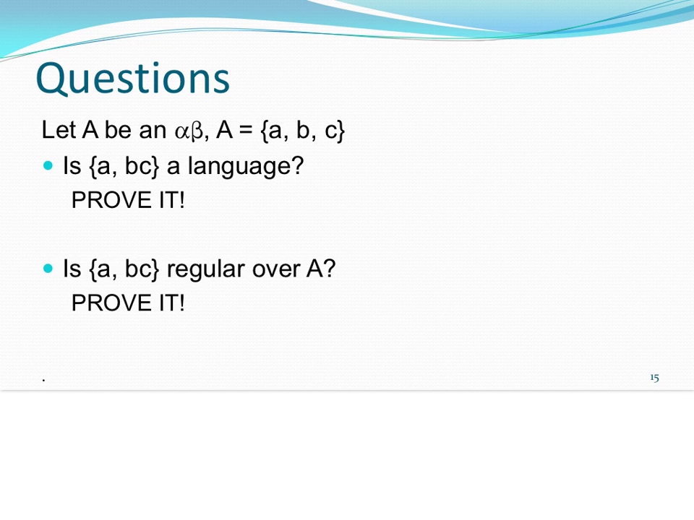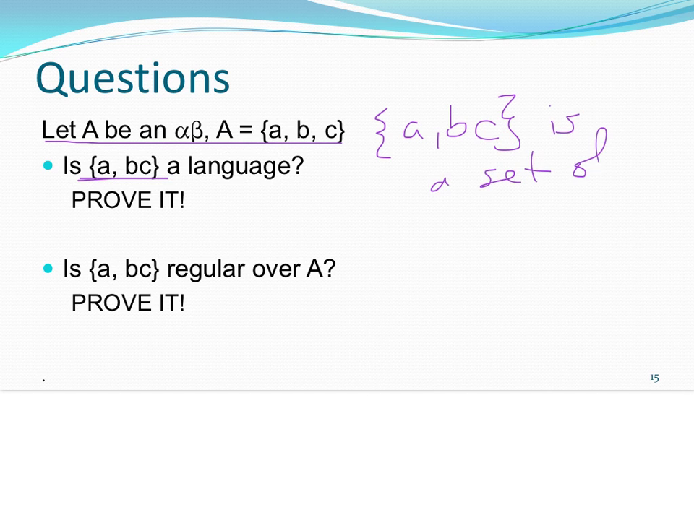This is saying let A be an alphabet, so A is now defined to be ABC, I'm sorry. And I want to prove that A comma BC is a language. Oh, well, is it a language? And I say prove it. Well, sure, it's a language, right? What's a language? A language is a set of strings, right? So I guess, how do I prove that? Let's see. A comma BC is a set of strings. So yeah, I guess it's a language. We're done.